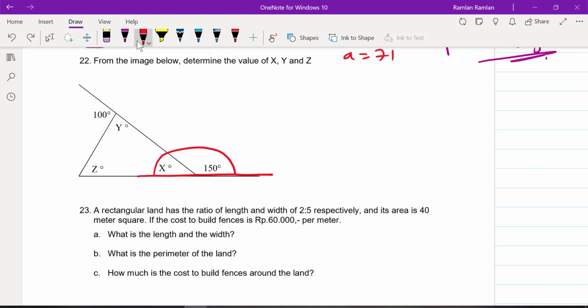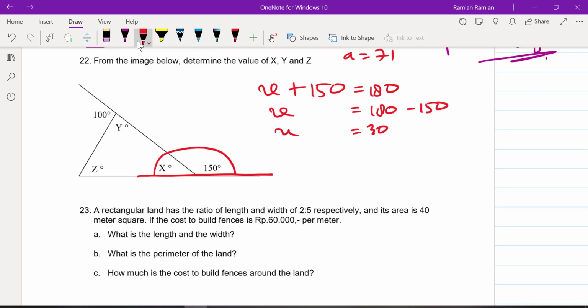So I can write down an equation for that. That will be x plus 150 equals 180. So x will be equal to 180 minus 150. Remember algebra? That will be equal to 30 degrees, right? So I can answer question 1, the value of x, because that is a straight line. So I'm going to write down 30 over here.